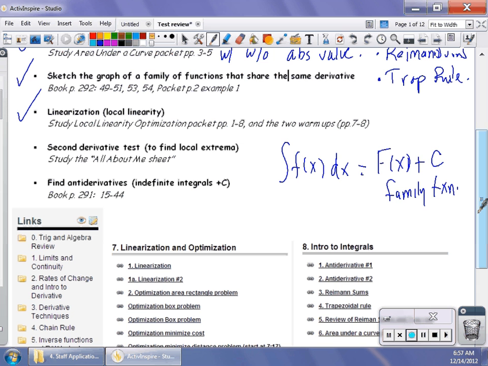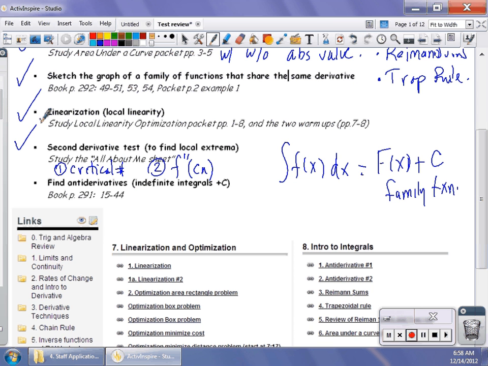The second derivative test to determine local extrema. Remember, if you have a critical number, priority number 1 is you have to have a critical number. Otherwise, there's nothing to test. And then you're going to substitute your critical number into the second derivative. And if the outcome is positive, you get a local minimum. If the outcome is negative, you get a local maximum. And if the outcome is 0, you can't determine anything from that.